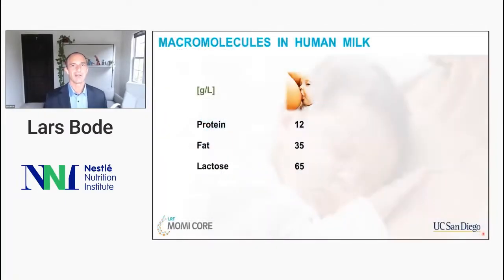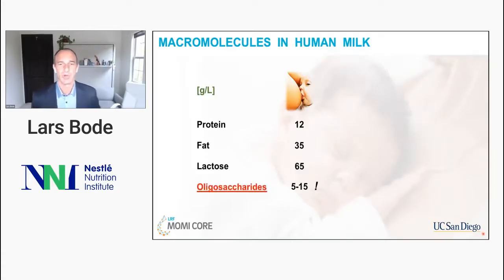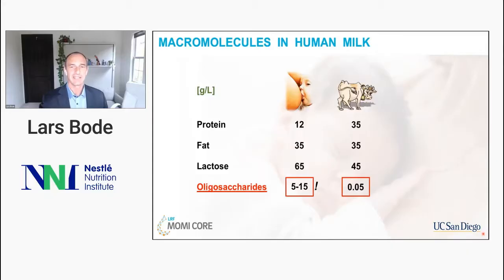So let's just focus on the macronutrients of human milk and forget about all the micronutrients and all the other bioactives that we will talk about at the very end of this session. So in human milk, we have protein, fat, the milk sugar, lactose, and then we have oligosaccharides, 5 to 15 grams per liter, which often exceeds the amount of total protein. Now, if we compare that to bovine milk, there's about 100 to 1,000-fold less oligosaccharides.